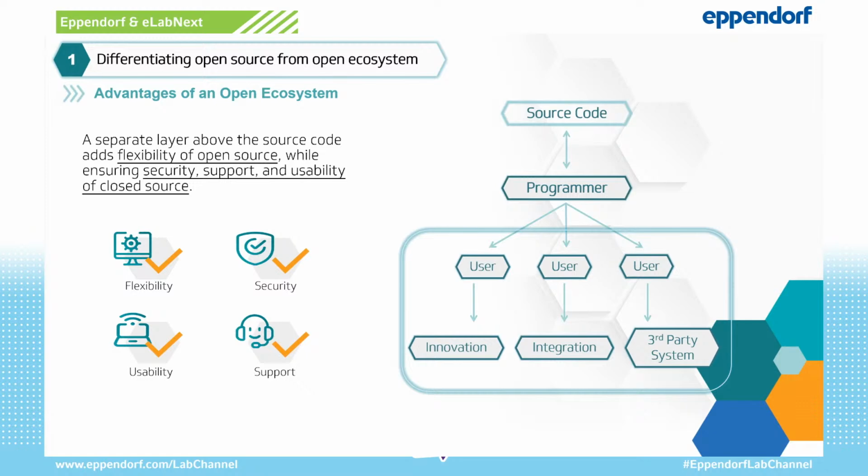In conclusion, or summarizing it, an open ecosystem is the ideal combination of the flexibility of an open source software, which allows users to personalize their software to fit exactly to their workflow without any limitations, and the quality of a closed source software, which ensures security, support, and usability.